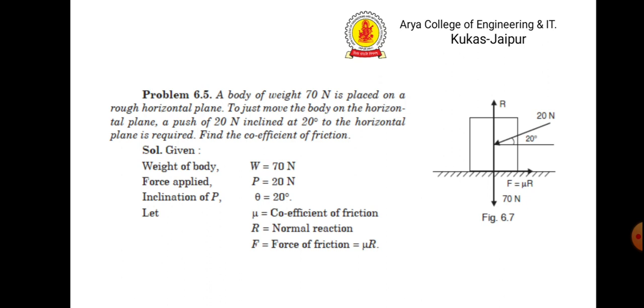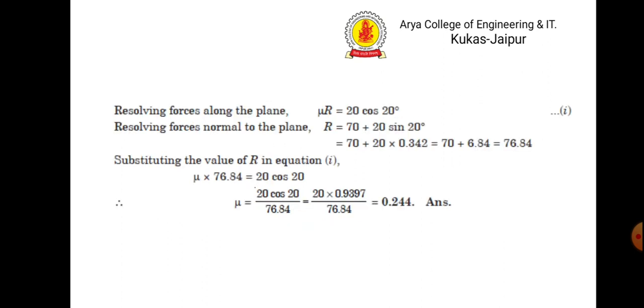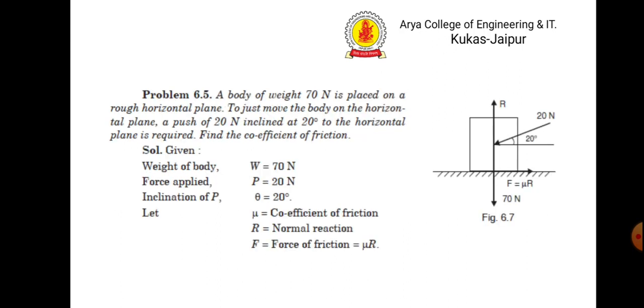Now if we resolve the 20 Newton force, then 20 cos 20 will be on the left hand side and 20 sin 20 will be in the downward direction. Now we will resolve the forces along the plane and across or normal to the plane. If we resolve along the plane, it will be mu R, that is friction force towards right, equals 20 cos 20, which is towards left hand side. Now resolving forces normal to the plane means all vertical upward will be equal to all vertical downward. Vertical upward will be your R and vertical downward will be your 70 Newton and 20 sin 20.